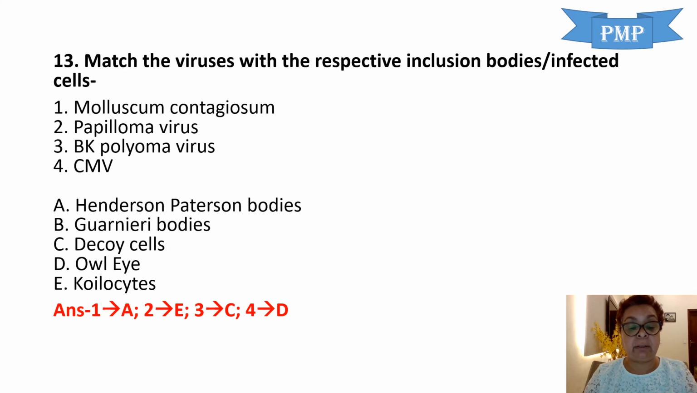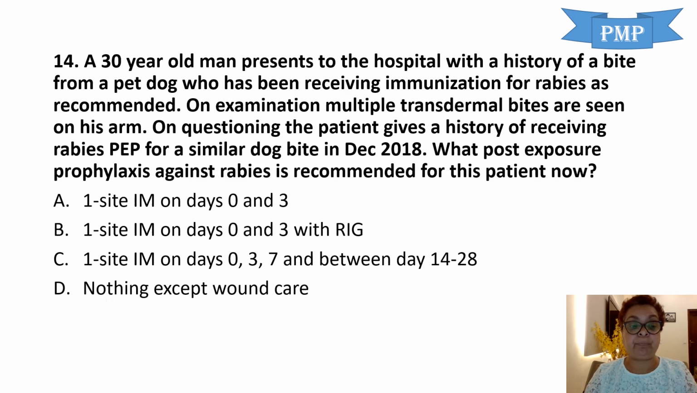So our answer here is molluscum, Henderson, papilloma, coilocytes, BK, that is decoy cells, and CMV owl eye inclusion bodies.